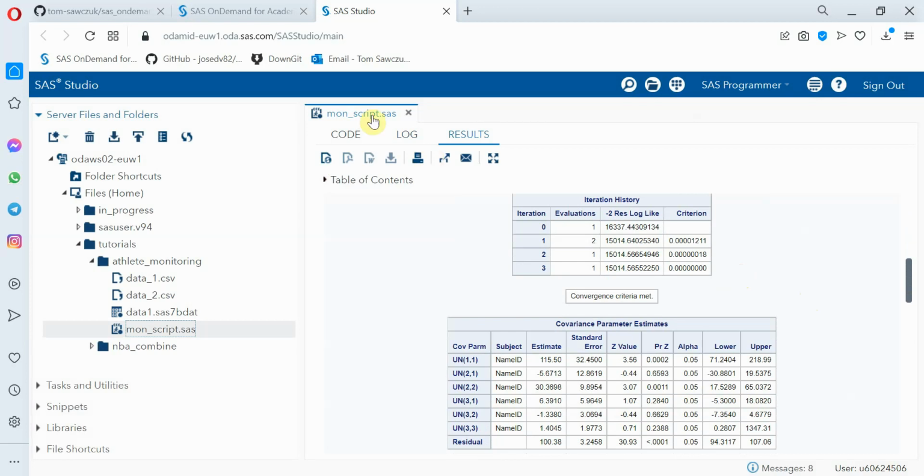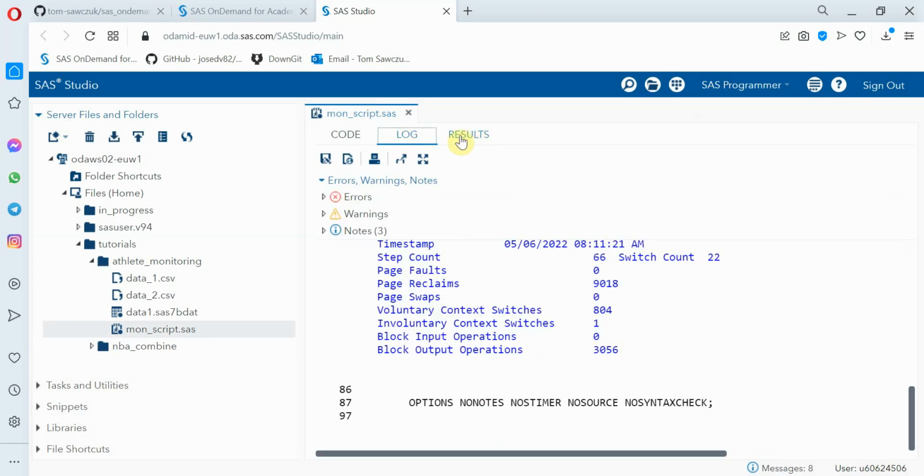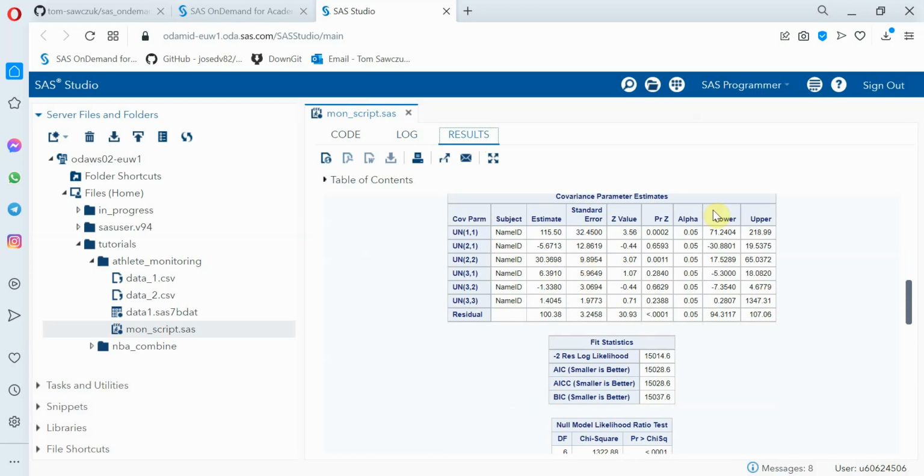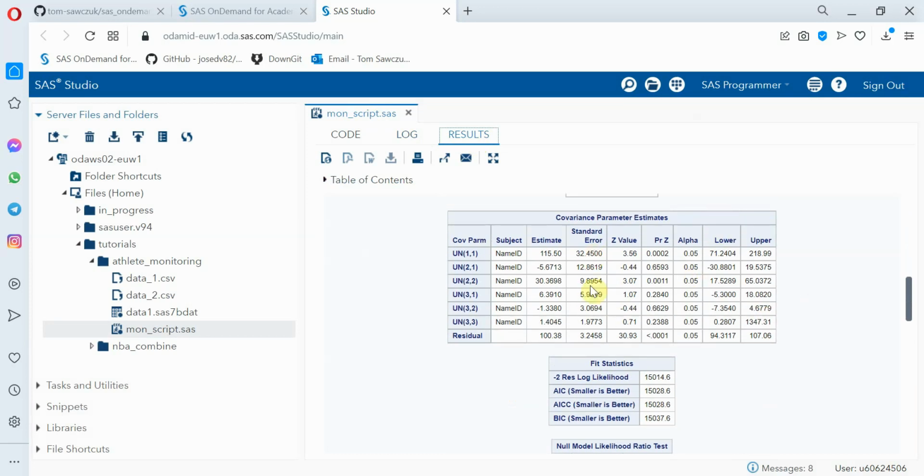Okay, so it's converged, which is good. You can check the log, but if it's converged, generally it's worked out okay. And you can see the covariance parameter estimates are much bigger now. So you can see we've got the covariance between the athlete and sleep, the training load and the athlete, and then the training load and sleep. But we're most interested in the between athlete variation in the effect of sleep on daily wellness, the between athlete variation in the effect of training load on wellness, and the within athlete variation.